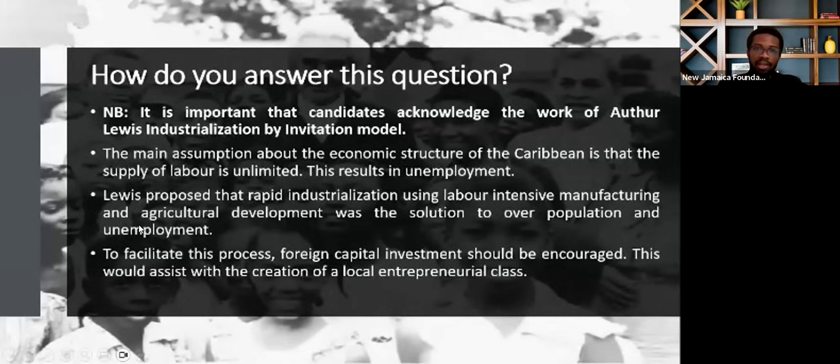So as stated here, it is important that candidates acknowledge the work of Arthur Lewis' industrialization by invitation. The main assumption about the economic structure of the Caribbean is that the supply of labor is unlimited. This results in unemployment. Lewis proposed that rapid industrialization using labor-intensive manufacturing and agricultural development was the solution to overpopulation and unemployment. To facilitate this process, foreign capital should be encouraged, and this would assist in the creation of a local entrepreneurial class, which was what Lewis had argued.